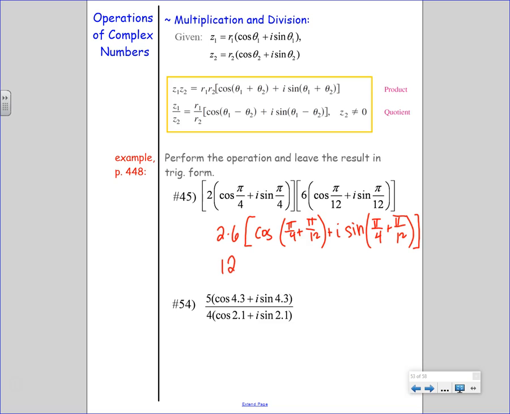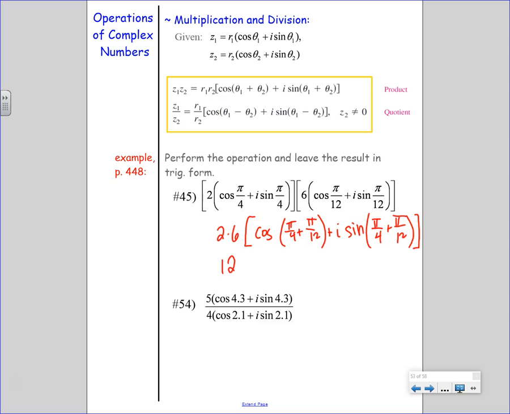2 times 6 is 12. And how did I get 12? The rule says, yeah, multiply the r's. Multiply the r's. And then how did I get the pi over 4 plus pi over 12? Well, the formula said, add the betas, right?